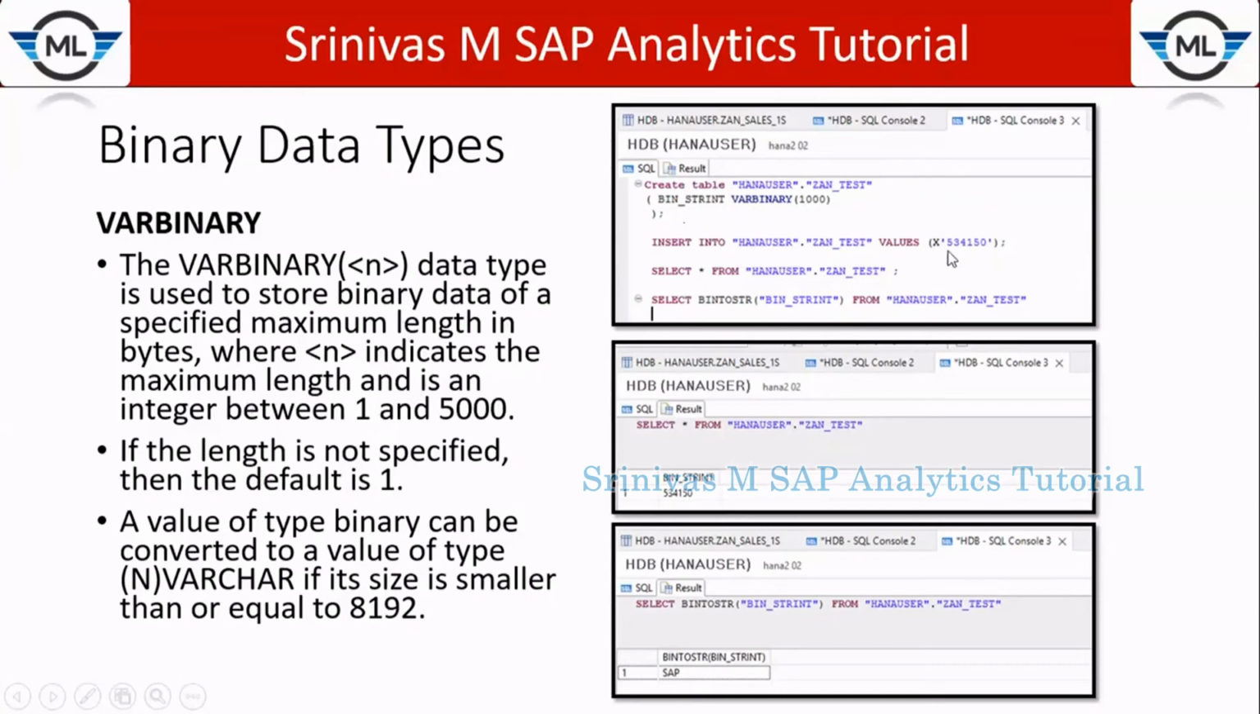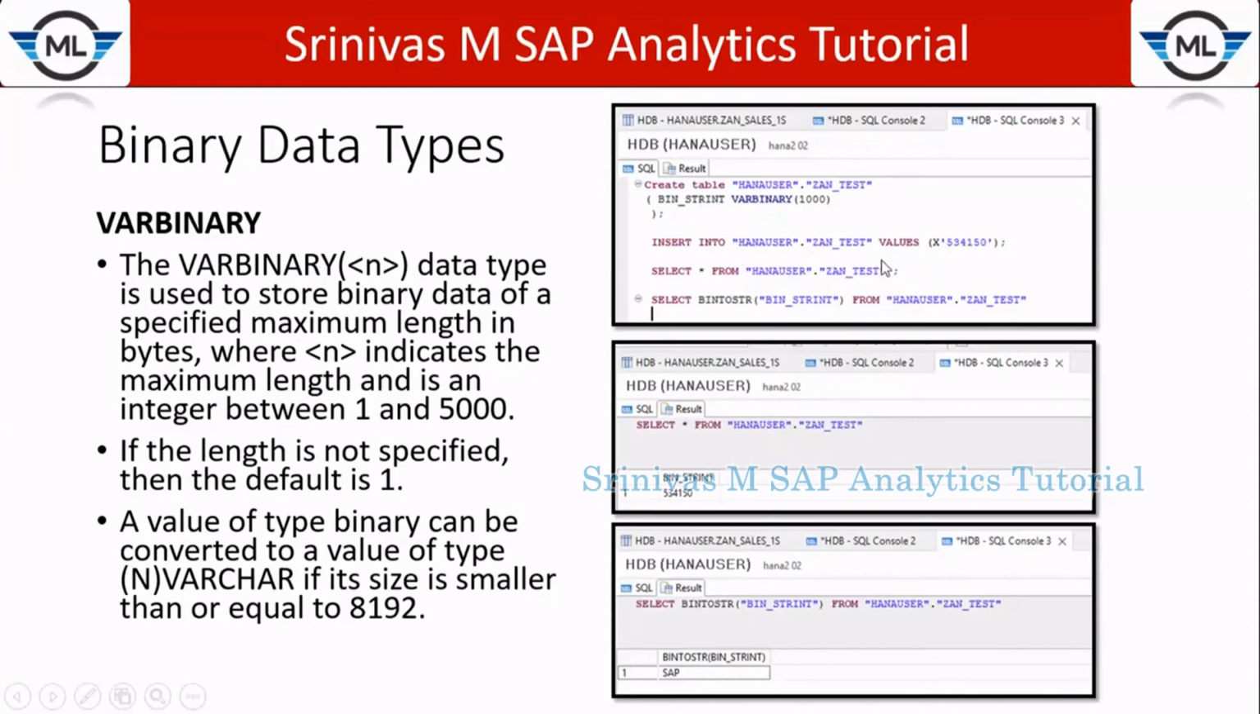When you're trying to insert varbinary information into your column, you have to specify X before the value. 534150 is my binary information, and I want to store this information into my column. Before you give your string in the single quotes, prefix it with the capital X. This is mandatory. If you don't give capital X, the system doesn't consider it as binary information.